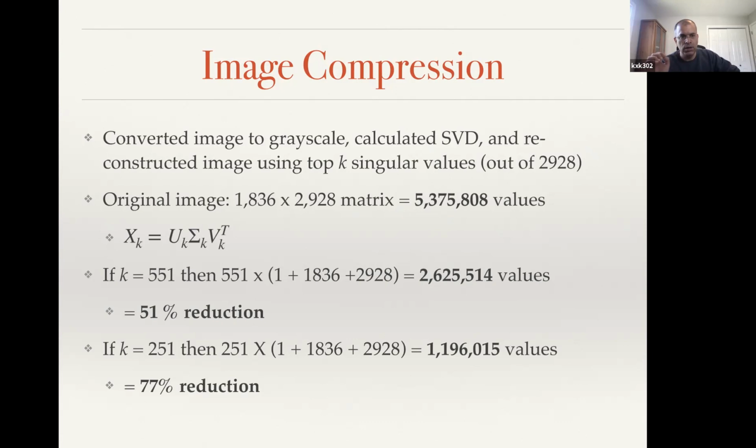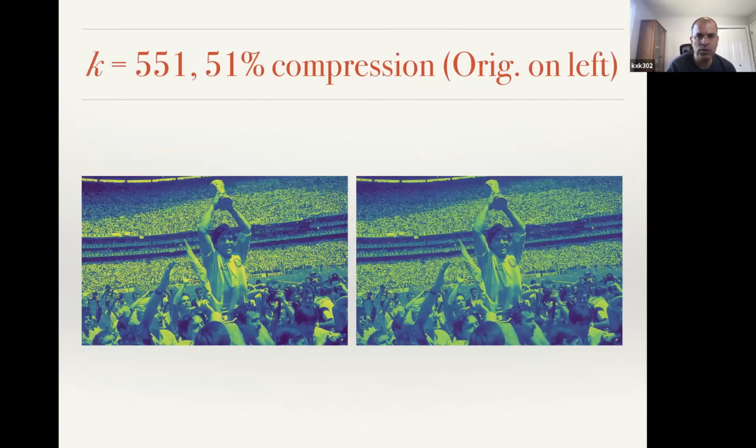We don't care. But if we reconstruct it using the top K, K being 551, then the number of values drops to 2.6 million, which is almost half of the original image. If we go to 251 top singular values, we would have slightly over 1 million values, which is a 77% reduction. So let's put these images next to each other.